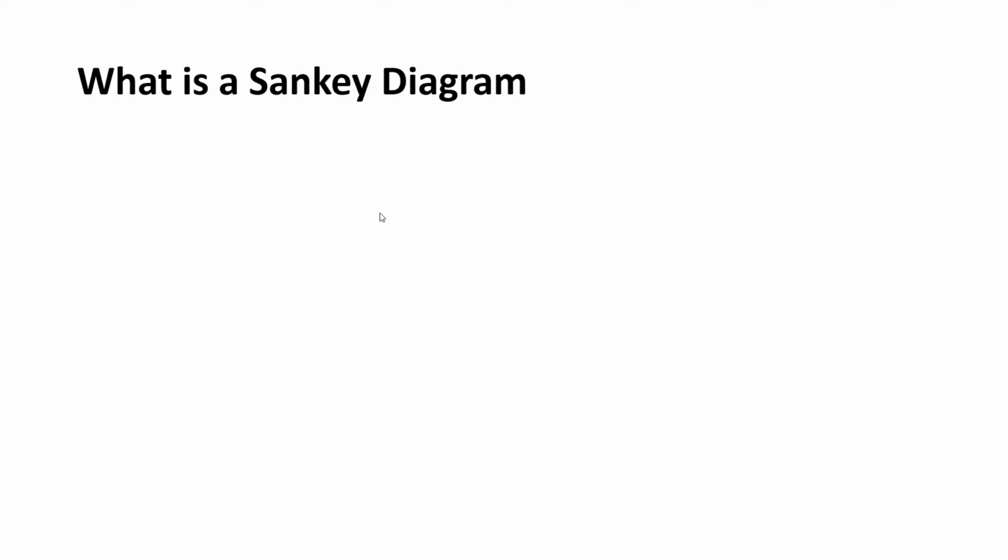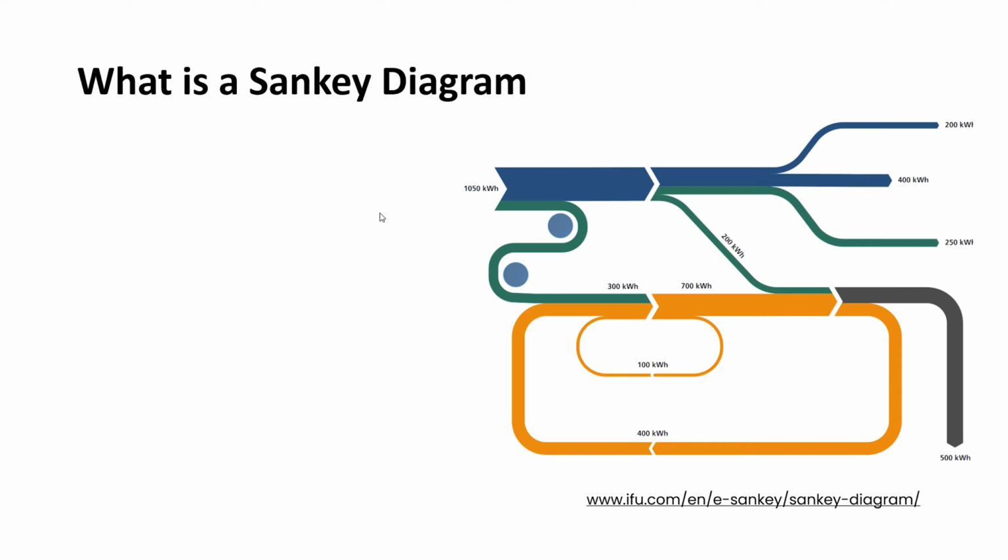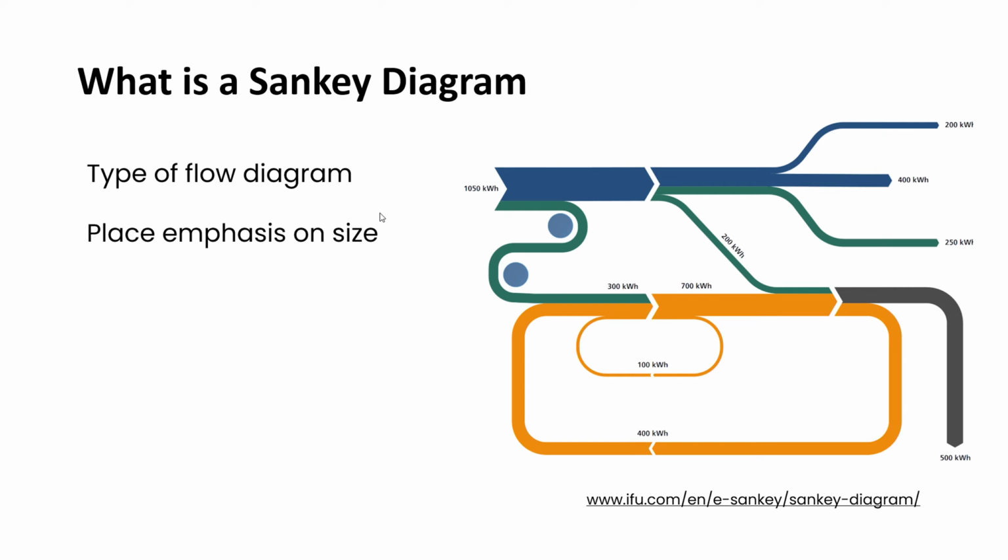I know Sankey diagrams are not super common, so I'm going to give you a little bit of background as to what a Sankey diagram is by showing you an example of one I stole from the internet. This is an example of one showing energy usage, for example. They are a type of flow diagram, essentially. They place emphasis on size. In other words, the bigger the line, the more, in this case, energy is used by the things to the right of the arrow.